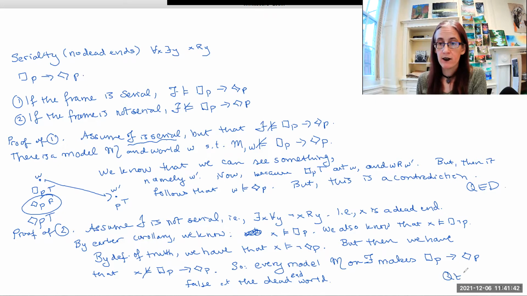So what we have shown here is that if the frame is not serial, then whatever model we end up with, the axiom necessary P implies possibly P will be false at at least one world, namely every single dead end world in that frame. So this is slightly different from the previous one that we saw. And there is one more that we will look at, the correspondence of a particular formula with the frame property of being Euclidean. And hopefully between these three examples, you'll be able to go off and start proving correspondence results of your own.